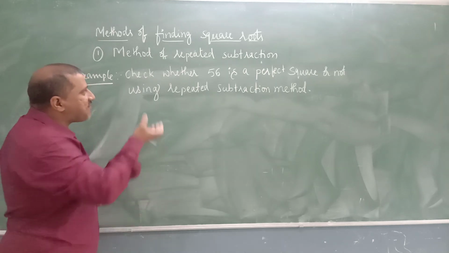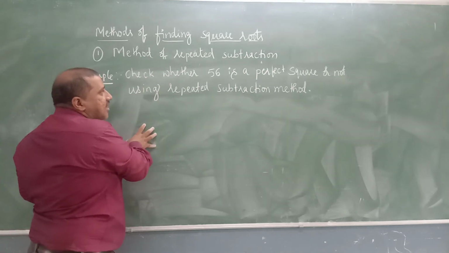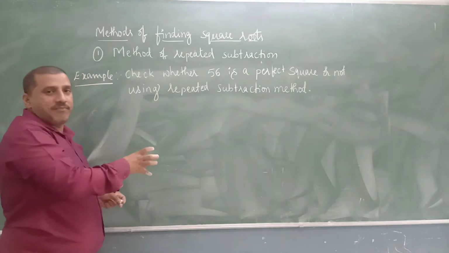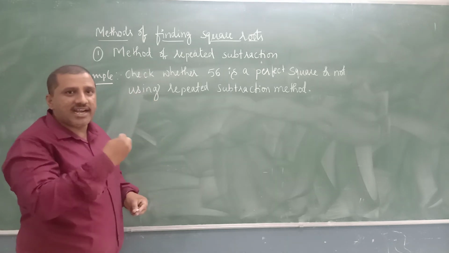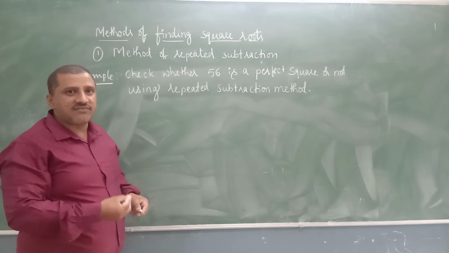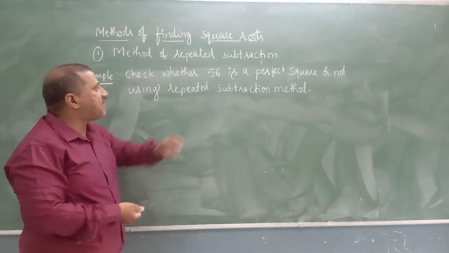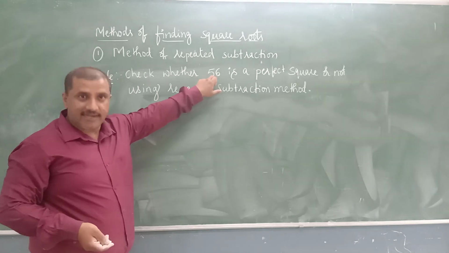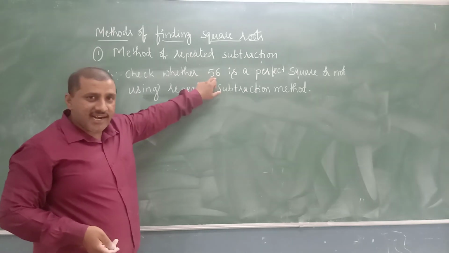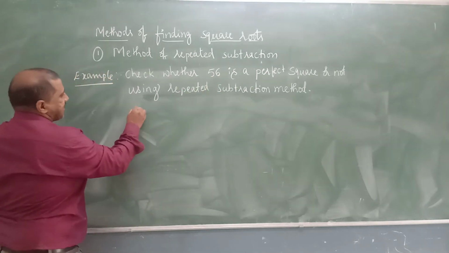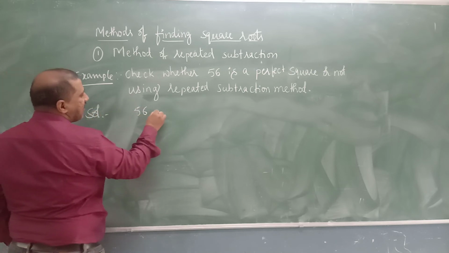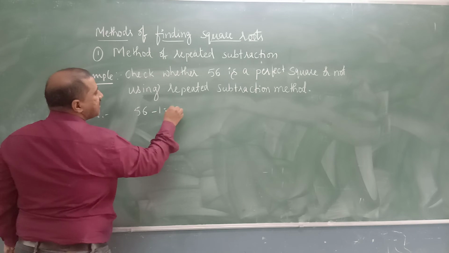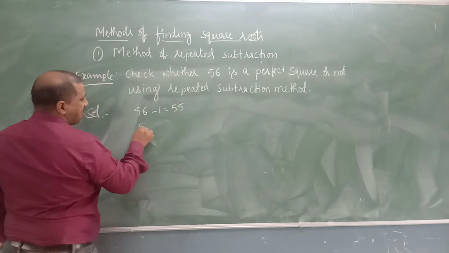How can you check whether 56 is a perfect square or not? By subtracting odd numbers starting from 1, and if you get the difference as 0 in the final step, then we can say that 56 is a perfect square. Otherwise it is not a perfect square. Now 56, which is the first odd number, 1. 56 minus 1 is equal to 55.